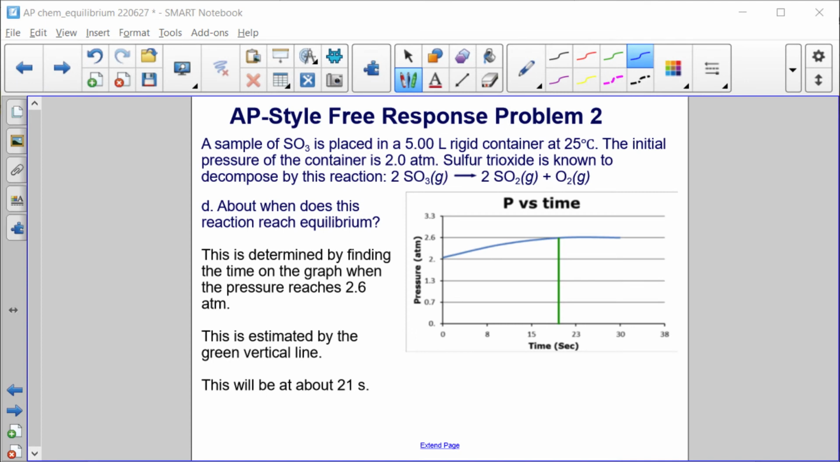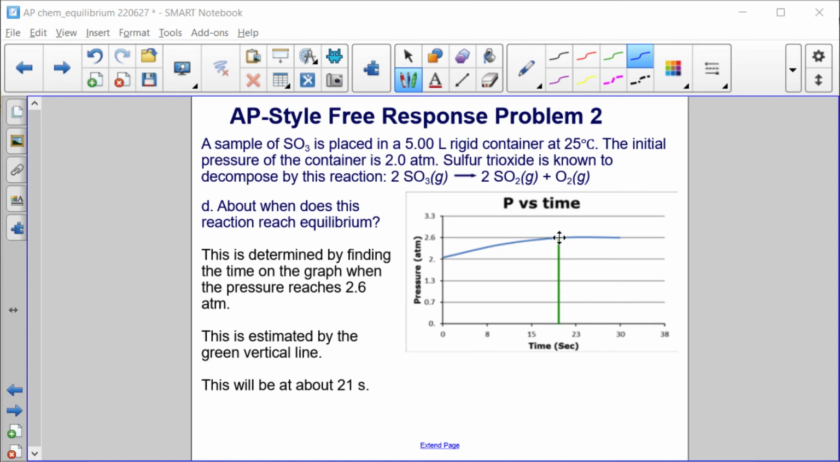Part D, about when does this reaction reach equilibrium? This is just some more graphical analysis. In Part A, we used graphical analysis to determine that the equilibrium pressure of the container was 2.6. Now we're going to determine when this equilibrium happens by finding the time on the graph when the pressure reaches 2.6 atmospheres. I've drawn a green vertical line here to estimate this, and it occurs at about 21 seconds.